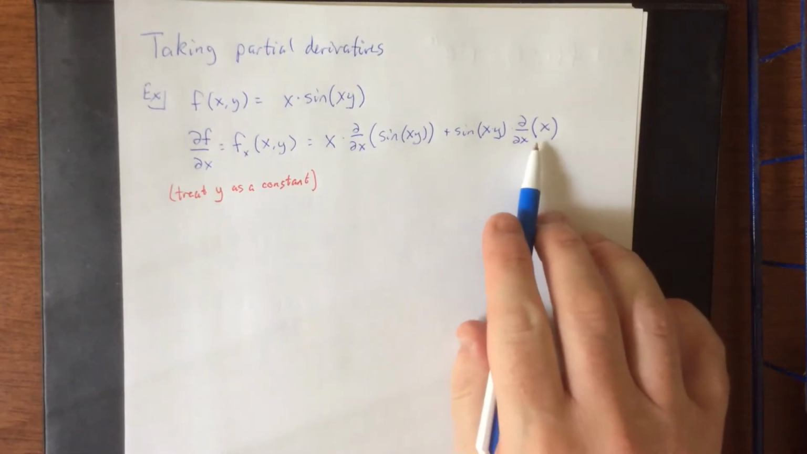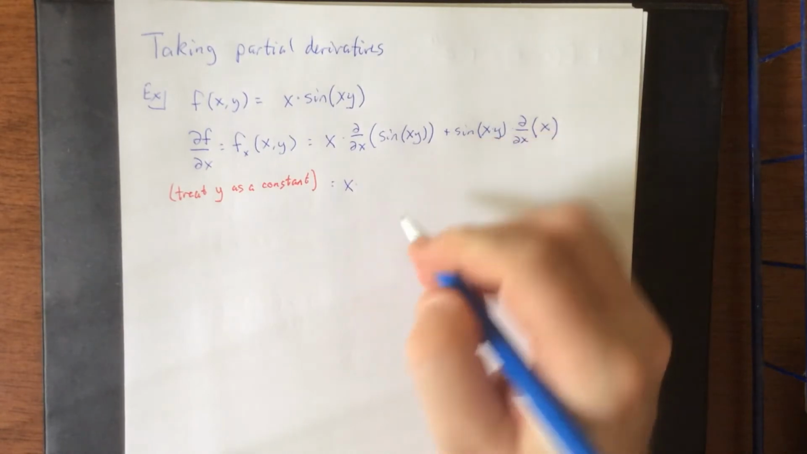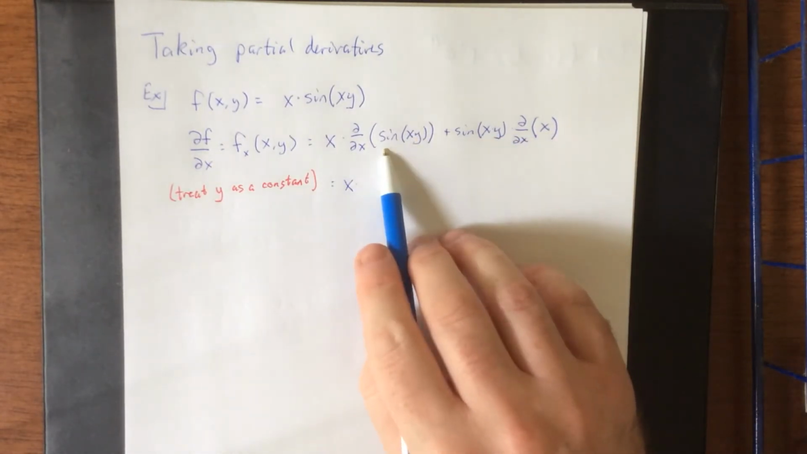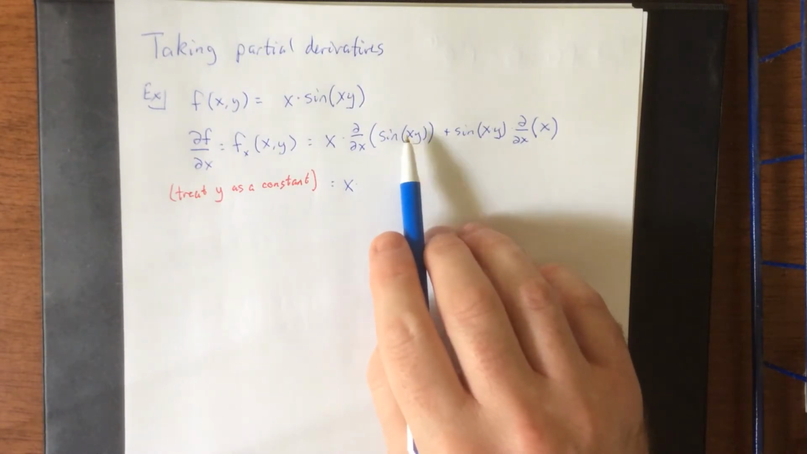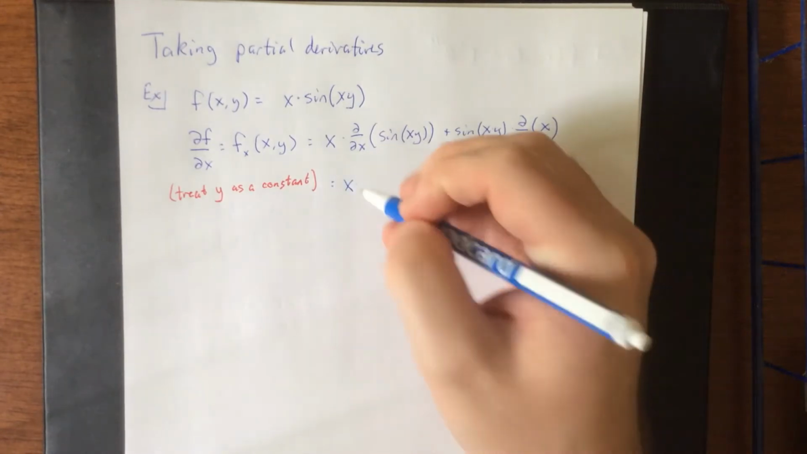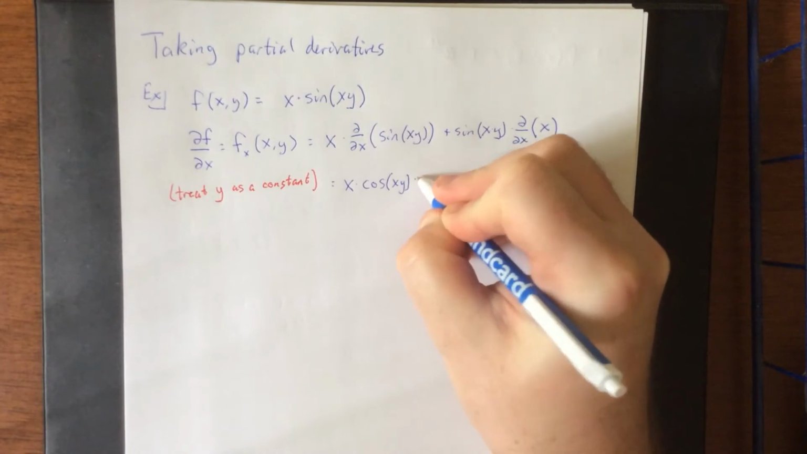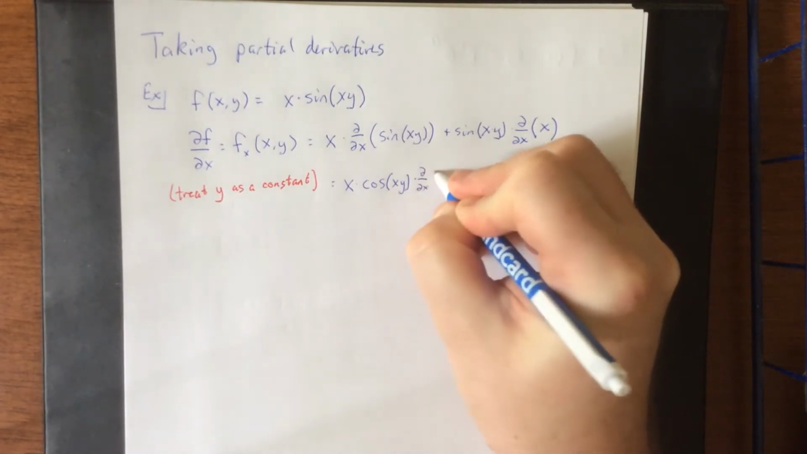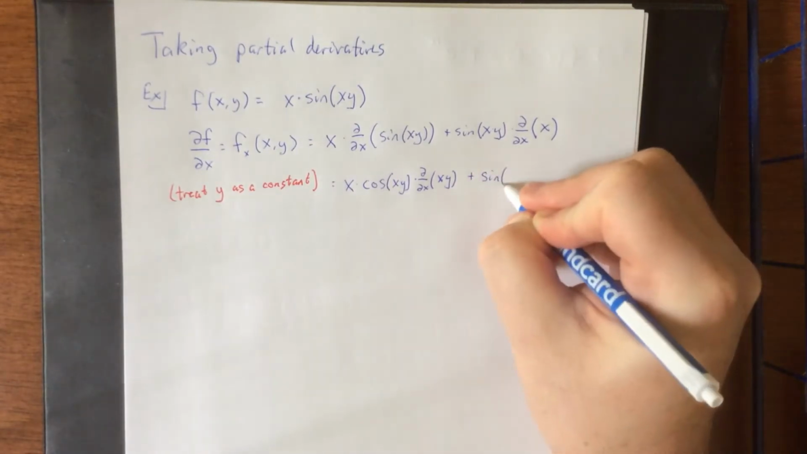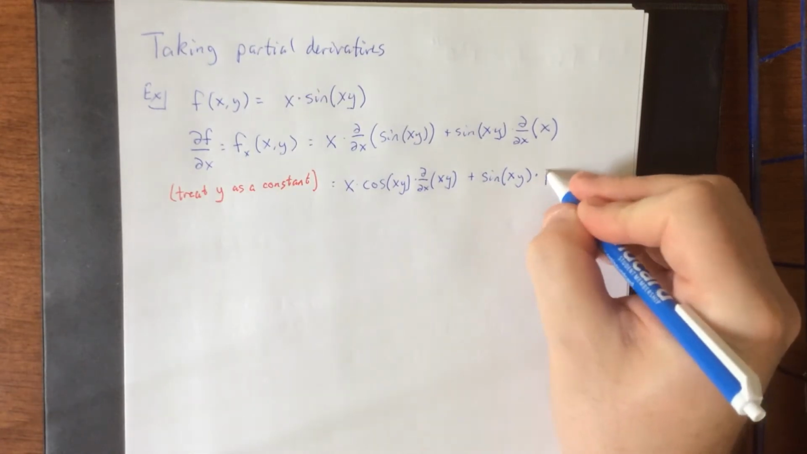Now, one of these is going to be pretty straightforward to simplify. This will be x times. Here, we're going to be making use of the chain rule. We have a function inside of another function, and we don't just have x in here, we have x times, well, what we're treating as a constant. So we'll start with the derivative of the sine function, that'll be the cosine function, inside stays the same, and then we multiply by the partial derivative with respect to x of that inside function, plus the sine of xy times the partial derivative of x with respect to x, which would simply be 1.